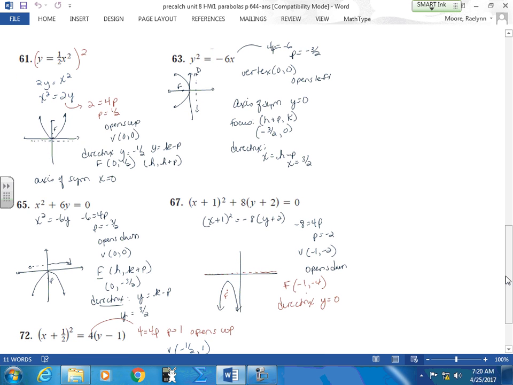Is everybody able to find the F part, the P in this, the focus? I'm losing my voice. Focus and the directrix based off the P. Remember, the focus is inside the parabola.